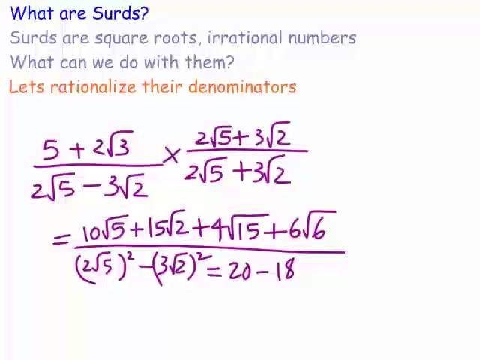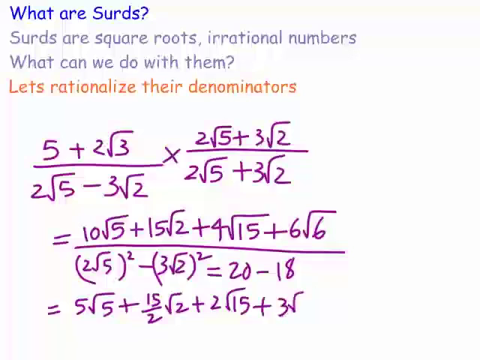Can we divide everything by 2? Not really, but let's just try 5 lots of root 5 plus, now let's write this 15 on 2, or 7.5 lots of root 2. I'll just write this 15 on 2 root 2. Okay, half of 4 root 15 is just 2 root 15, and half of 6 root 6 is 3 root 6. Okay, so the bottom was actually 2, so we're just halving the numerator now. Okay, so this is our final answer down here.